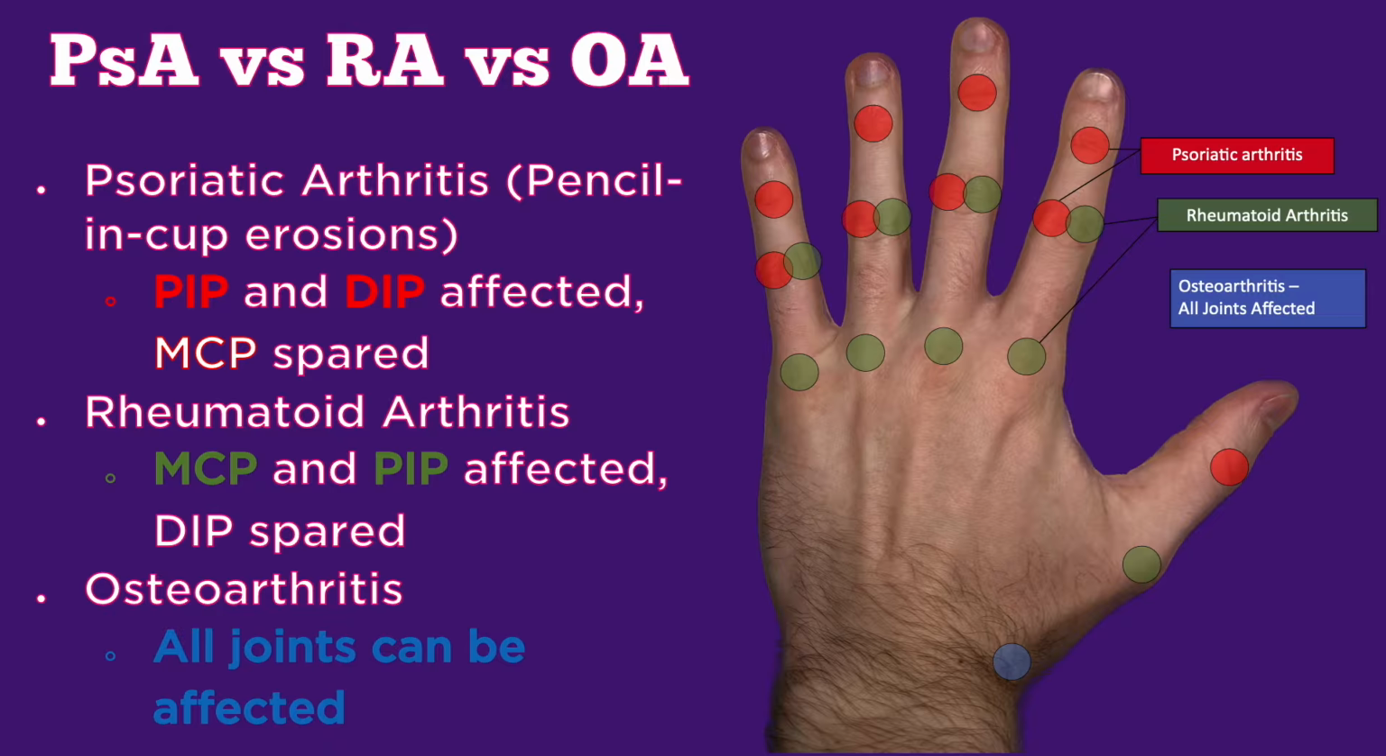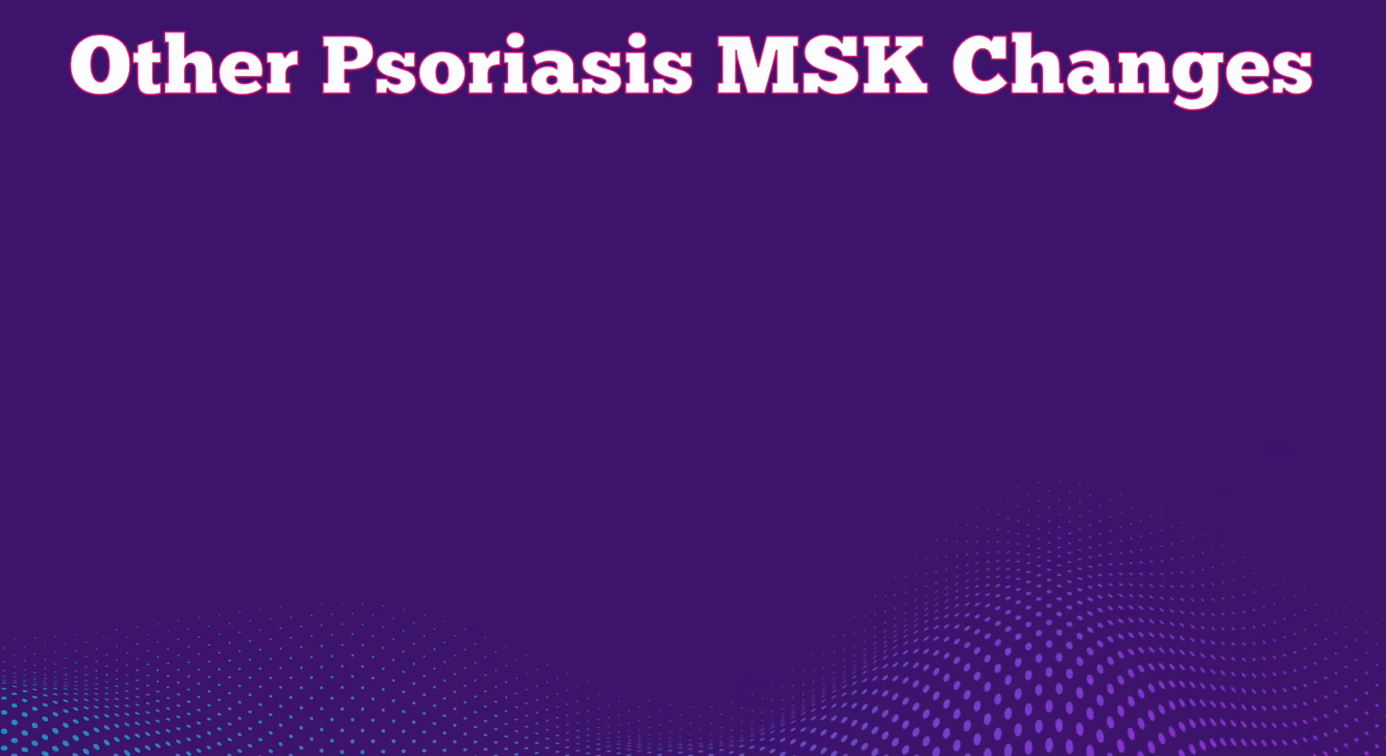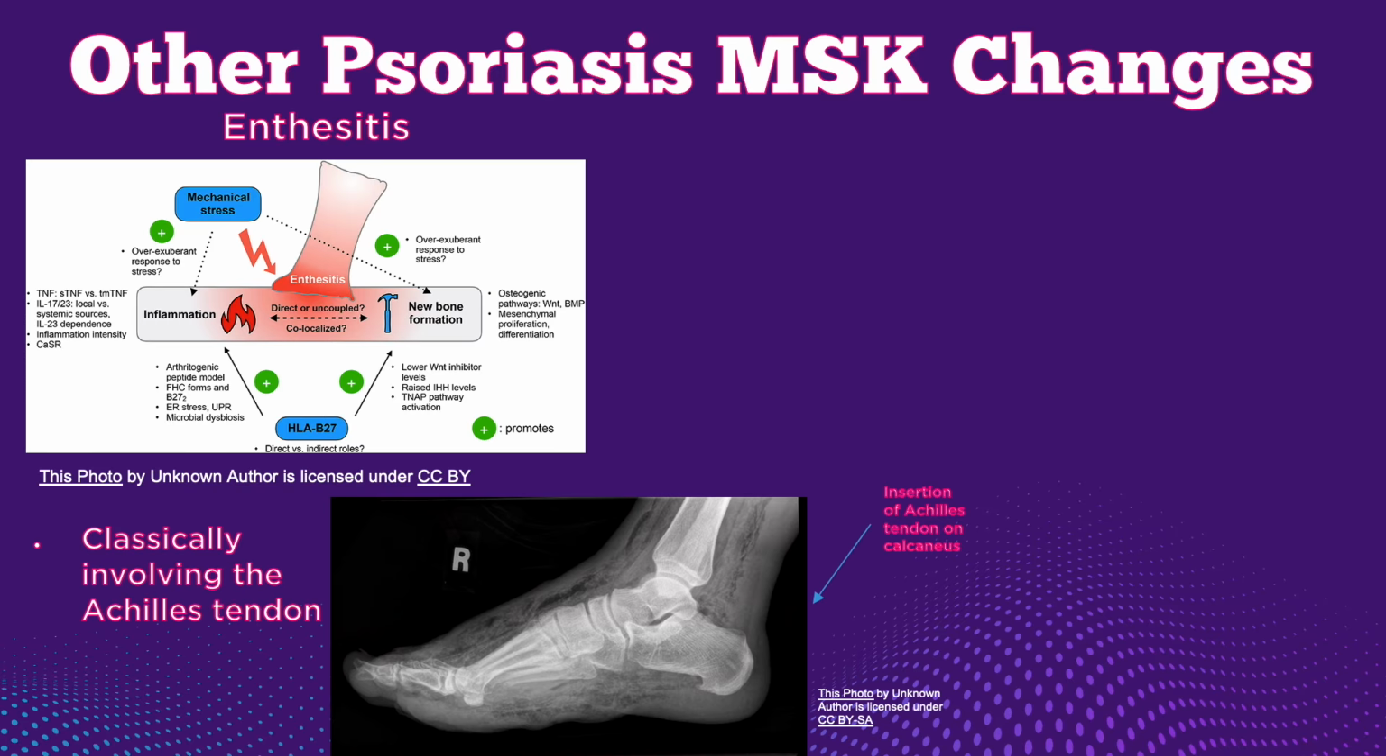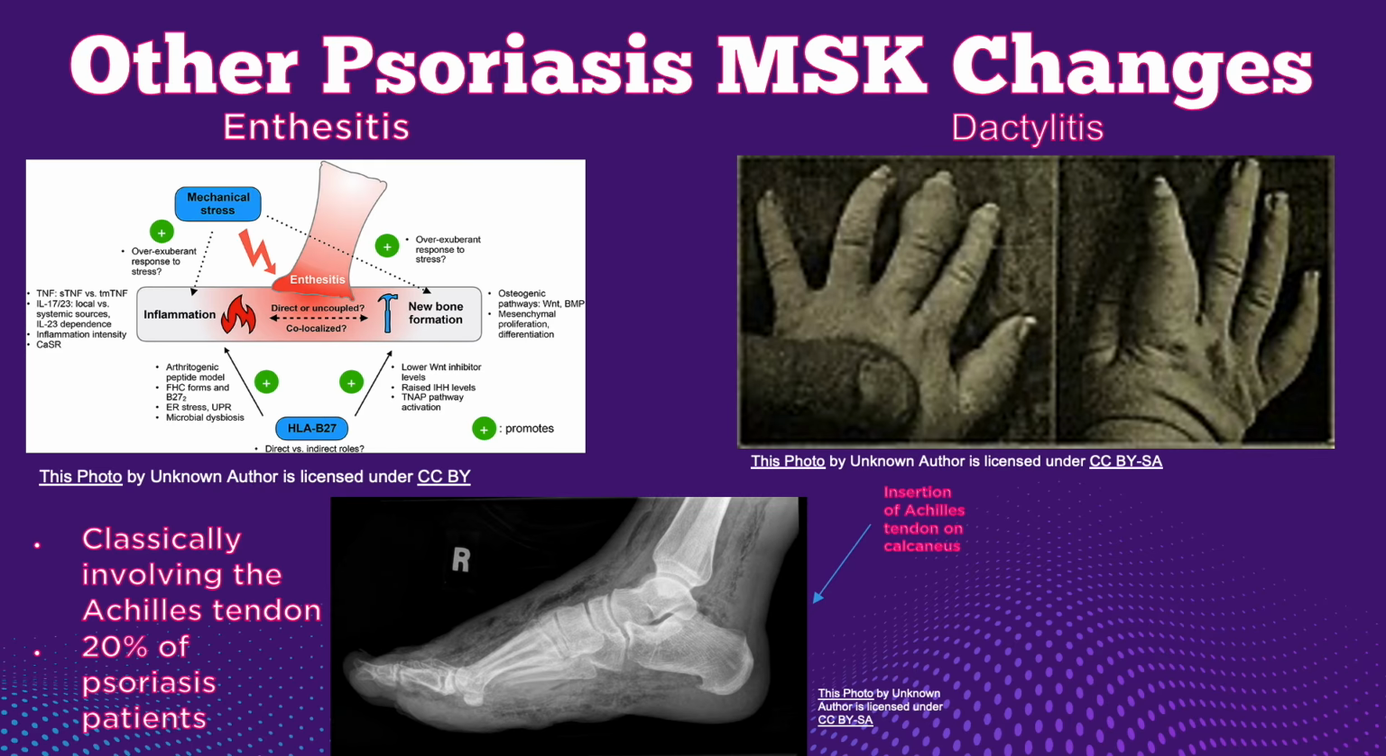It's important for us to identify psoriatic arthritis early because deformities such as the pencil in the cup erosions can be prevented with adequate treatment. It's also important to be aware of other psoriasis musculoskeletal changes, including enthesitis, which refers to inflammation at tendon insertion sites on the bone. Enthesitis classically occurs at the Achilles insertion site, and it's present in 20% of psoriasis patients. Then there's also dactylitis, or swelling of the fingers, present in 15 to 30% of psoriasis patients.